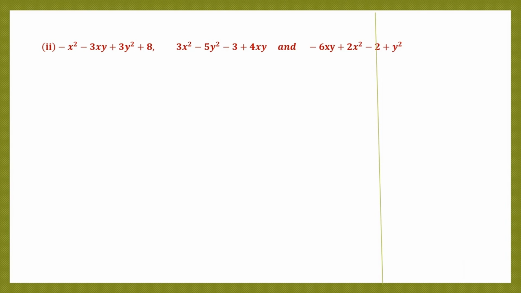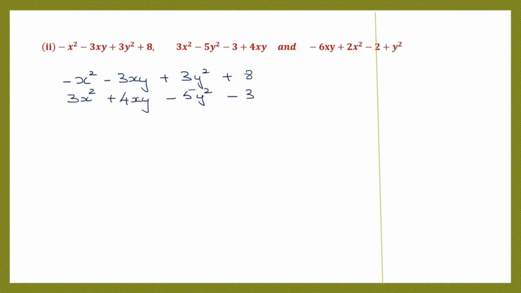Next question. Minus x square minus 3xy plus 3y square plus 8. So we have 4 terms here. Next one is 3x square minus 5y square. Put it in the right column. Minus 3 plus 4xy.